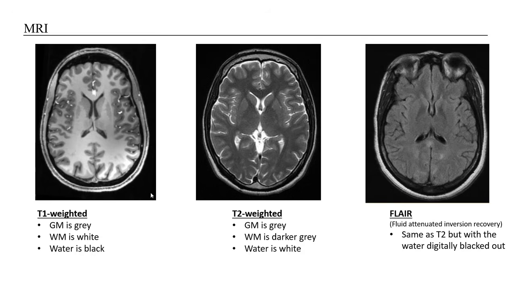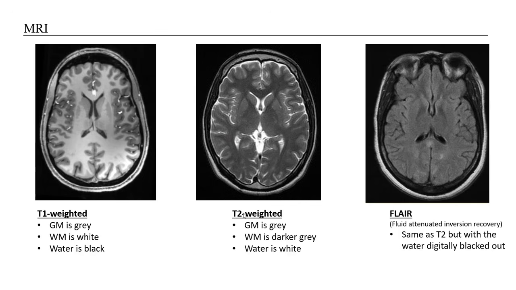So what's the difference between these sequences? In a T1 weighted, the gray matter is gray, as you can see the cortex here outlined in gray. The white matter is white, and the water is black. In some cases, there'll be a digital post-contrast where the vessels are brightened digitally. That's one of the series on the MRI.